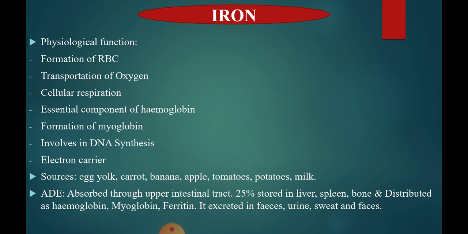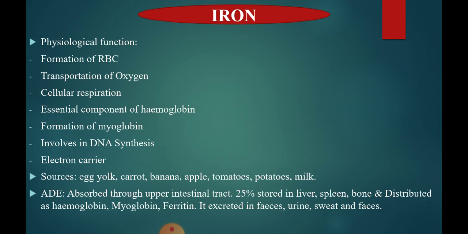The physiological function of iron is the formation of RBCs, transportation of oxygen, and cellular respiration. It is an essential component of hemoglobin. It is used for the formation of myoglobin. It is involved in DNA synthesis and acts as an electron carrier. Sources for iron are egg yolk, carrot, banana, apple, tomatoes, potatoes, milk, etc.